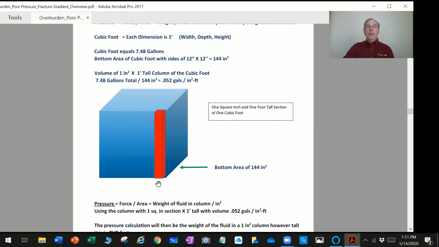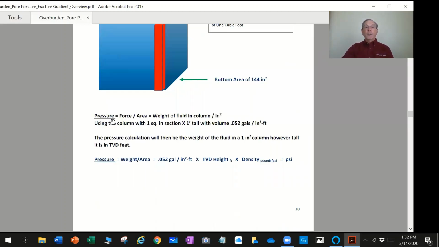and I've constructed a 1 foot tall section, a column, which is 1 square inch by 1 foot tall. So if I want to calculate what is this volume that is 1 square inch and 1 foot tall, it's going to be 7.48 gallons total divided by 144 square inches, because I'm only interested in 1 square inch. That would give this volume 0.052 gallons per square inch foot, 1 foot tall. So that's where the 0.052 comes from, that we use all the time in our drilling world for calculating pressures.